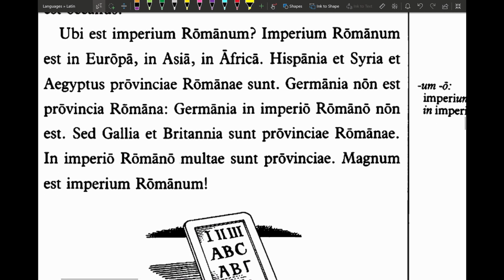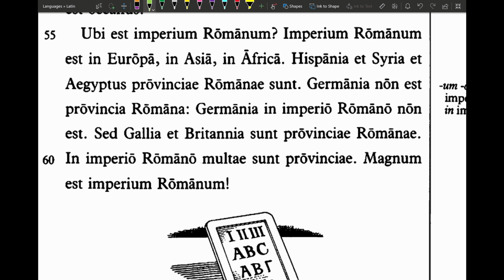Come down here, we're going to talk about the ablative form of the neuter and the masculine. They're identical. We're going to talk about the ablative case, the ablative place where. So where I want to start is right here on line 58. And if you look right here at Germania, in imperio Romano non est. So we'll have this is a sentence here. This is our subject because this is a feminine nominative noun. Then we have a prepositional phrase.